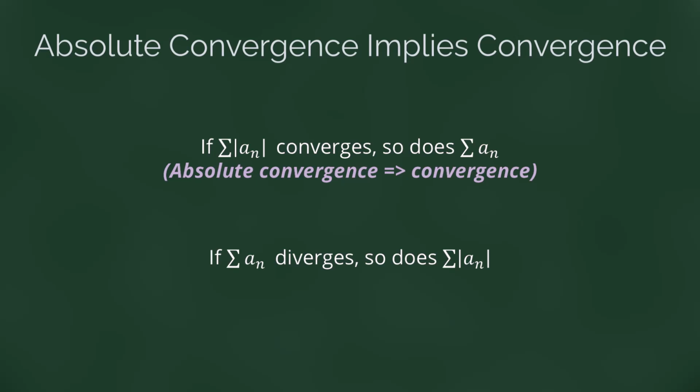It turns out that if a series converges absolutely, in other words, if the series with only positive terms converges, then the same series with both positive and negative terms also converges. However, if a series that includes negative terms diverges, then that same series, including only the absolute value of those terms, in other words, the same series with all positive terms, is also going to diverge. Let's take a look at these ideas in action.